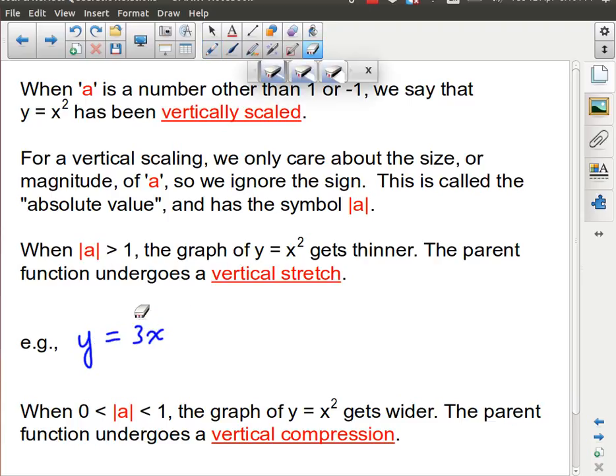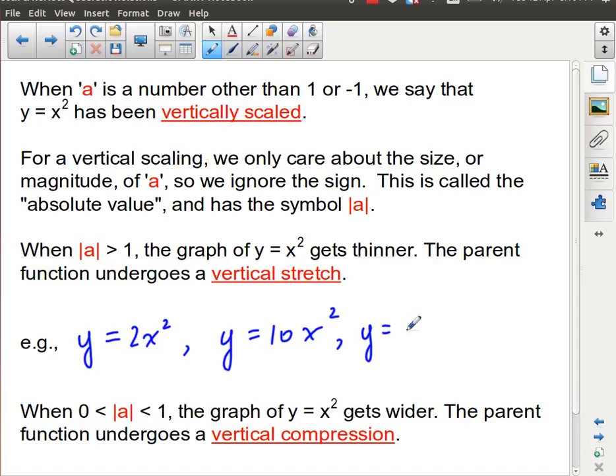The example that we had in our previous notes was y equals, I don't think it was 3, I think it was actually 2x squared, wasn't it? 2x squared. But another example would be y equals 10x squared. Yet another example might be y equals negative 5x squared. Or y equals negative 1.01x squared. And that's the most subtle one of them all.